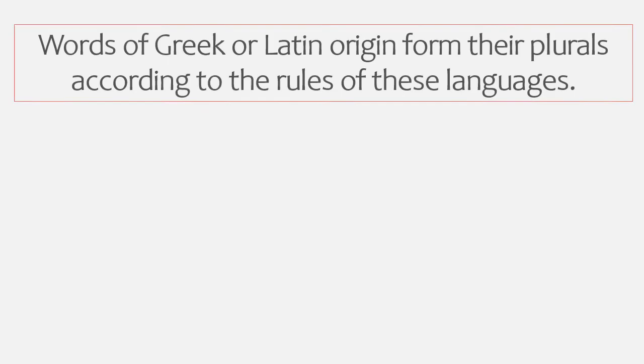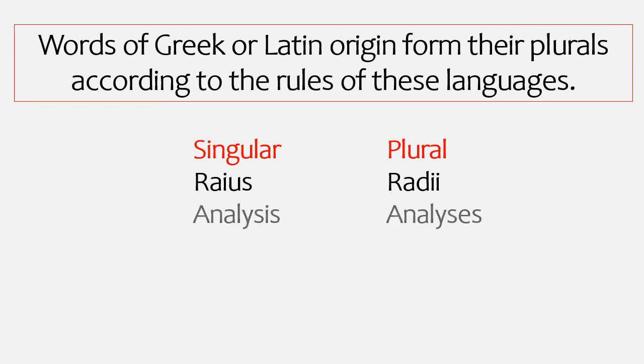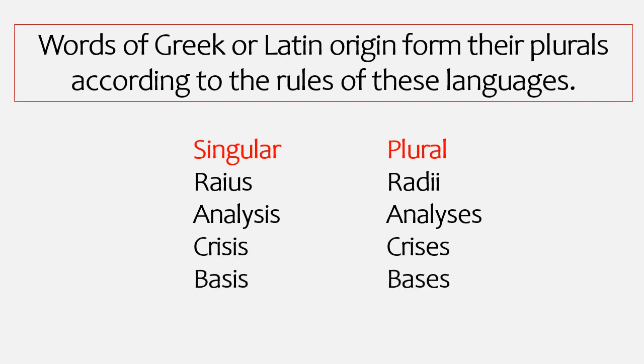Rule 8. Words of Greek or Latin origin form their plurals according to the rules of these languages. First example is radius, and the plural will be radii. Analysis, analyses. Crisis, crises. Basis, bases. Datum, data. So this way you have to remember all these examples very well.